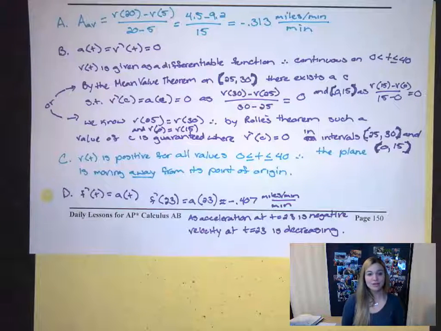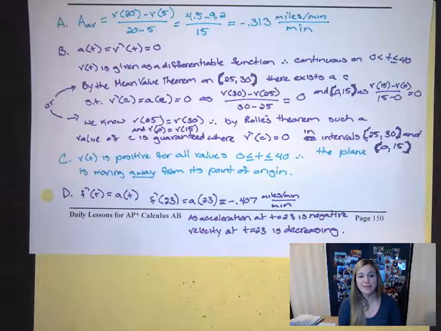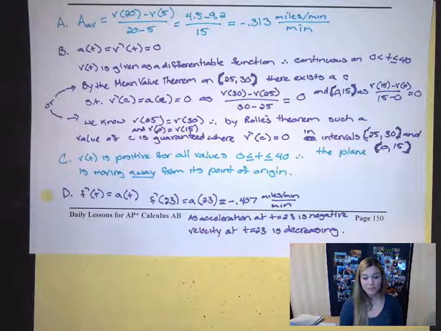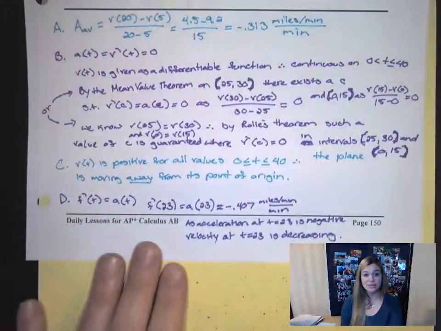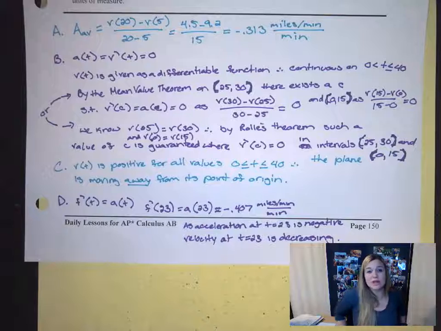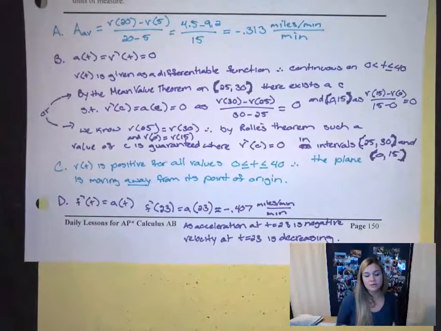In B, there are two ways to do this, so you don't have to have everything that I have, but you do have to have the first part. This question says, based on these values, is the acceleration of the plane guaranteed to equal 0? As soon as you see guaranteed, I actually circled mine. As soon as you see guaranteed or is there a value, justify that there is a value, you should be thinking, I'm using a theorem. And to use any theorem, you have to state the conditions.